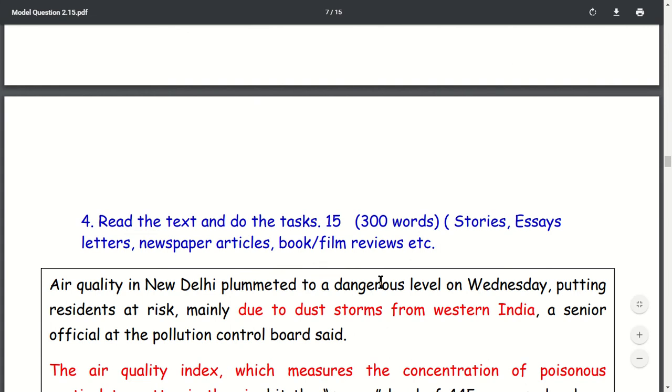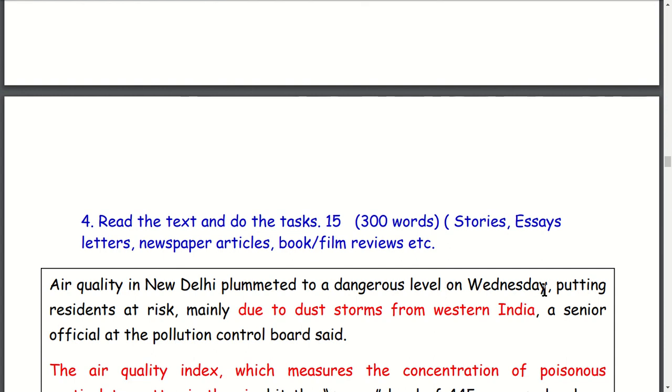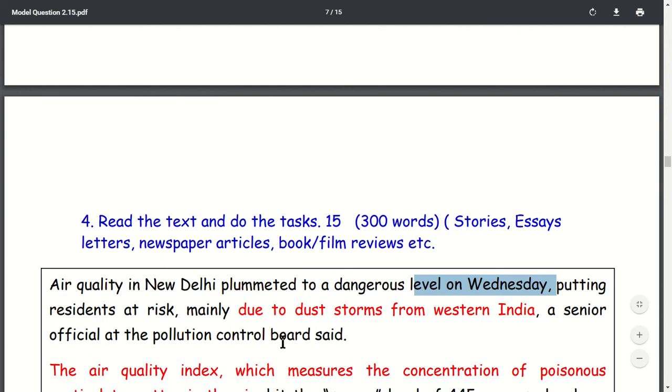Air quality in New Delhi plummeted to a dangerous level, fell suddenly to a dangerous level on Wednesday, putting the residents at risk mainly due to the dust storm from Western India, a senior official at the Pollution Control Board said.